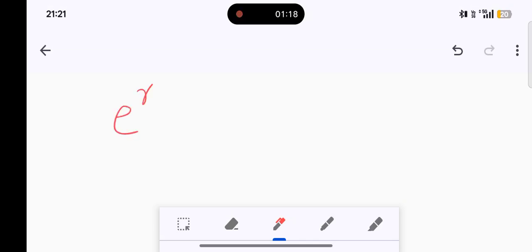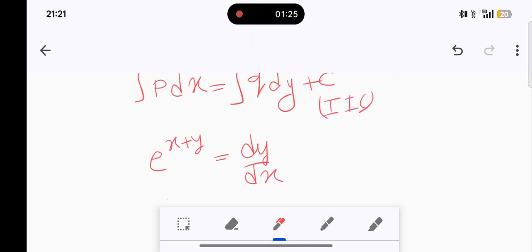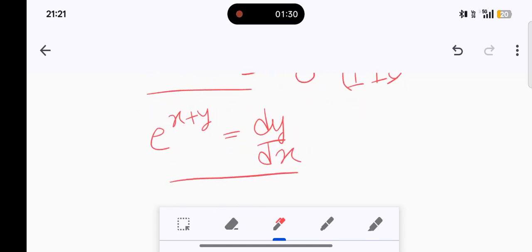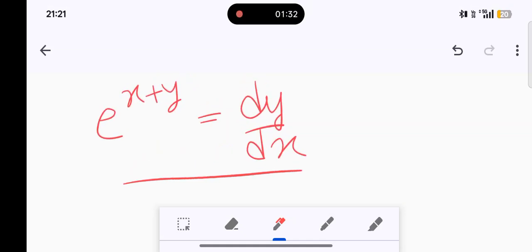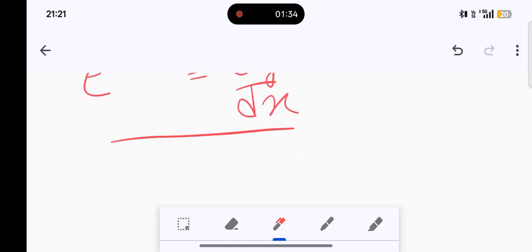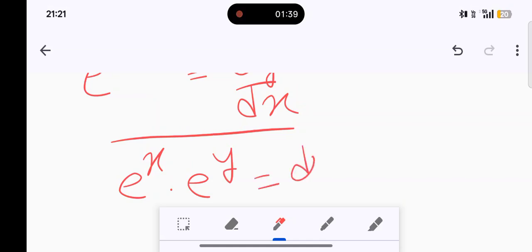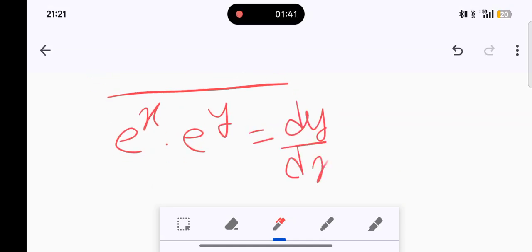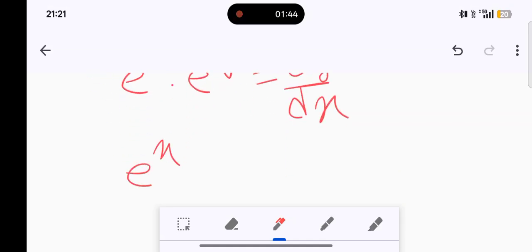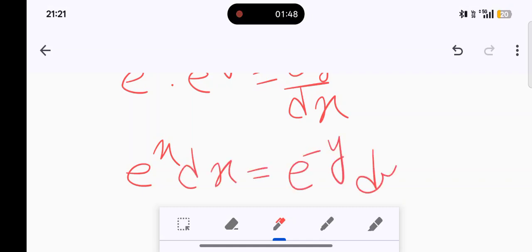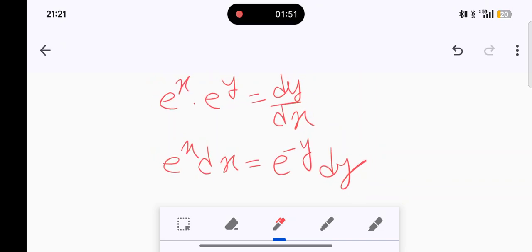Let's say e to the power x plus y is equal to dy by dx. In that case we have to convert this equation into that format so that I can use the integration. How can we proceed? It's very easy. This is e to the power x into e to the power y equals dy by dx. Now this is nothing but e to the power x dx equals e to the power minus y dy. Right? Very easily you can understand.